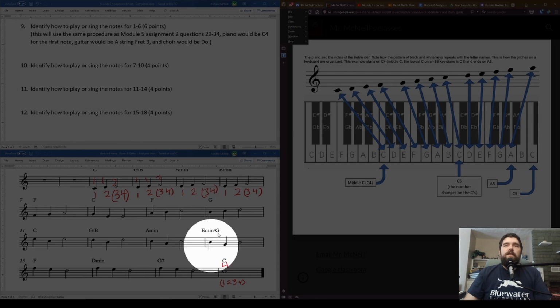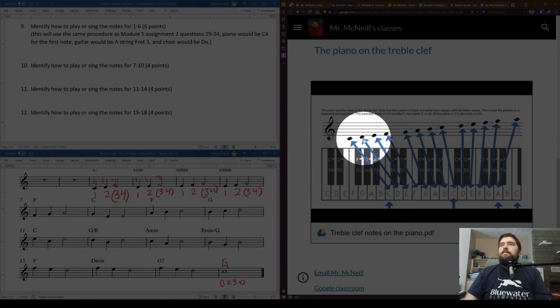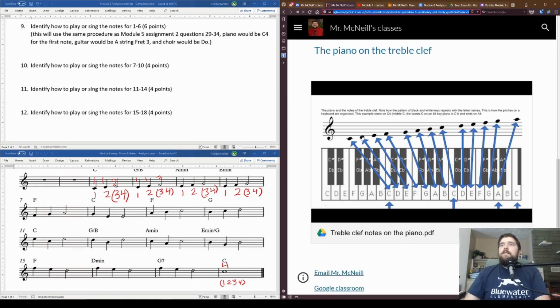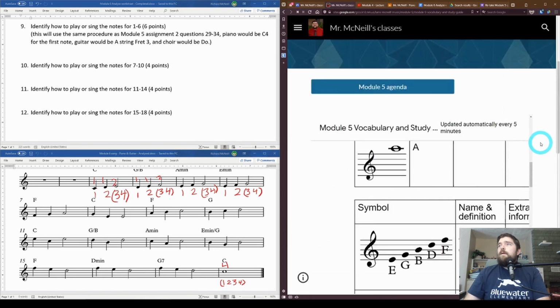Down here in the bottom left, this is the song. We do have some of the rhythms written out, but this is the song that we are working with. And over here on this side, this one comes from the Module 5 Vocabulary and Study Guide, all the way at the bottom of the page.